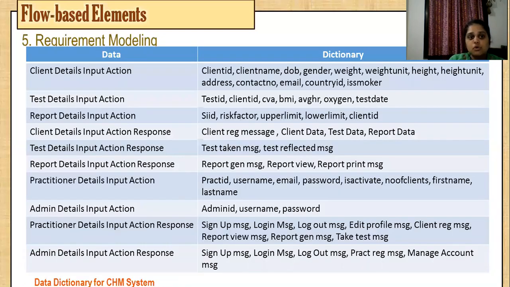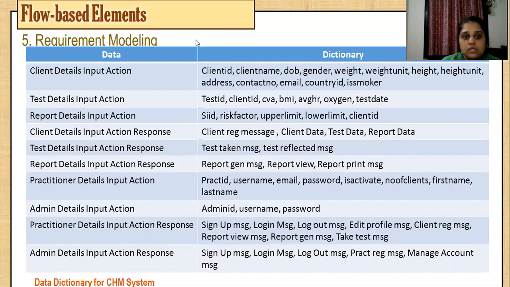Okay, so if I write client details input, then it says client ID, client name, date of birth, gender, weight, weight unit, height, height unit, address, contact number, email, country ID, is a smoker. So all these things are client's details that you are giving into a system. And test details can be test ID, client ID, CVA, BMI, average heart rate, oxygen, test date. Report details can be stiffness index ID, risk factor, upper limit, lower limit with a client ID.